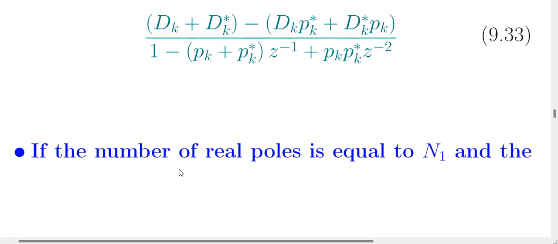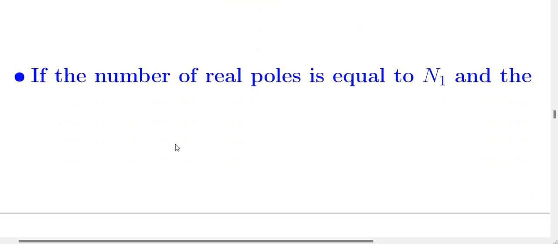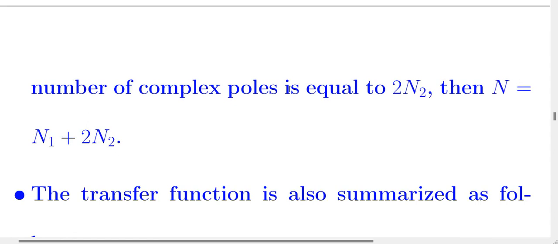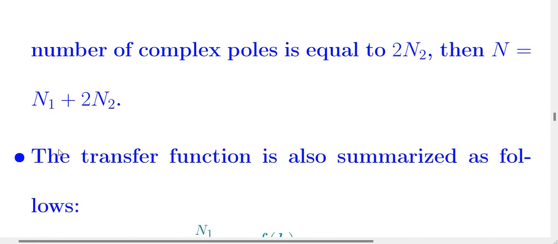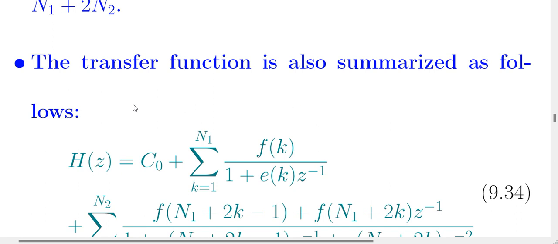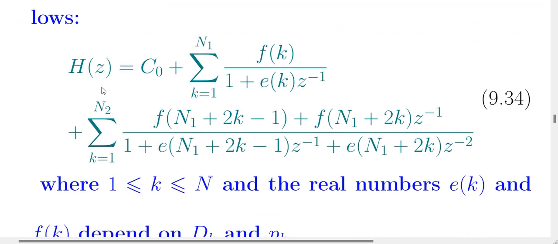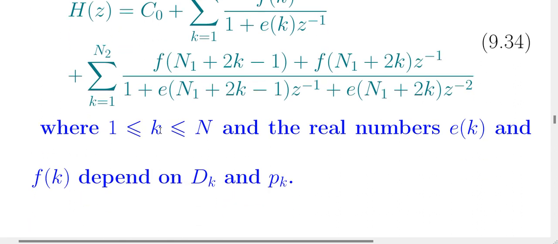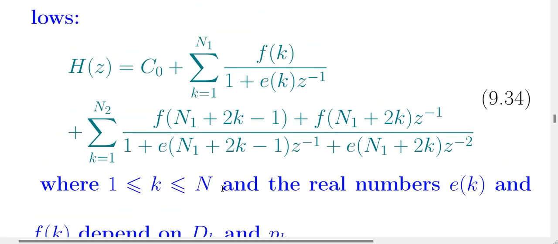These terms can be combined as follows without reading, okay? If the number of real poles is equal to n1 and the number of complex poles is equal to 2 times n2, then N will be equal to n1 plus 2 n2. The transfer function is also summarized as follows without reading, okay? Where k is between 1 and n, and the real numbers ek and fk depend on dk and pk.